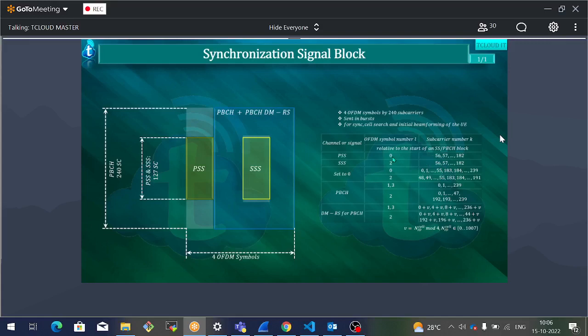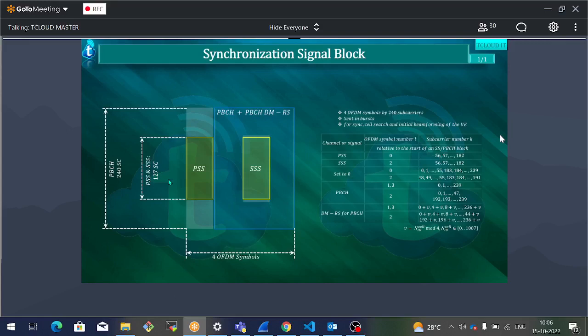So in the time domain, the symbol position is 0 for PSS. So we have 4 symbols, called 0, this is 1, this is 2, this is 3. So in 0, we have PSS placed in these 127 subcarrier positions. Same way SSS. We don't care how they have decided the size to be only that precise, only 127.